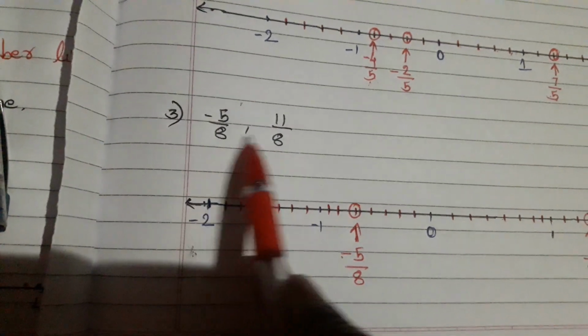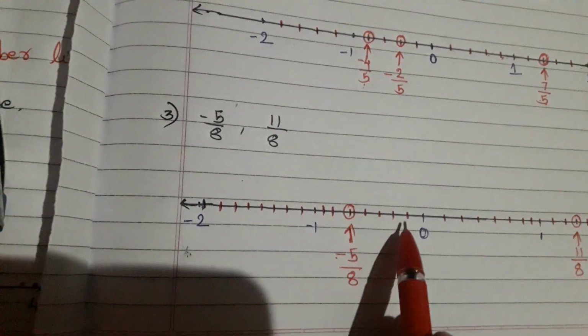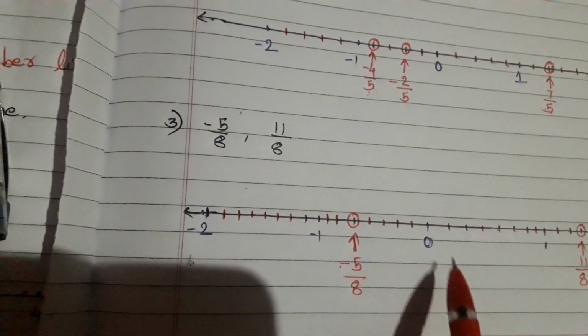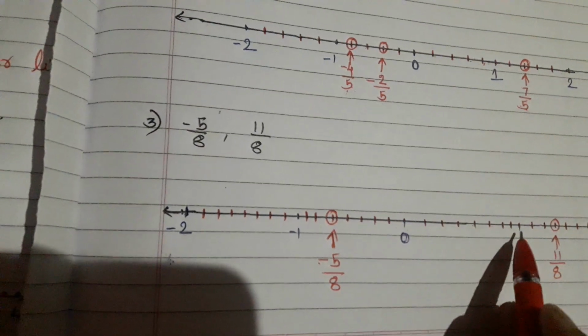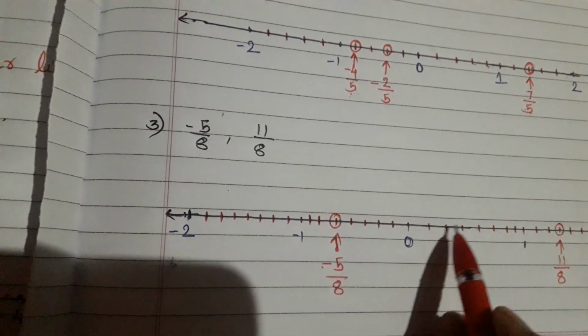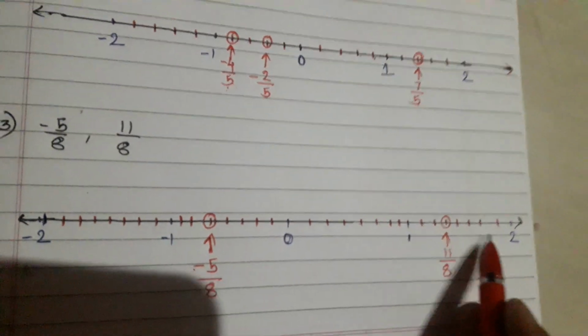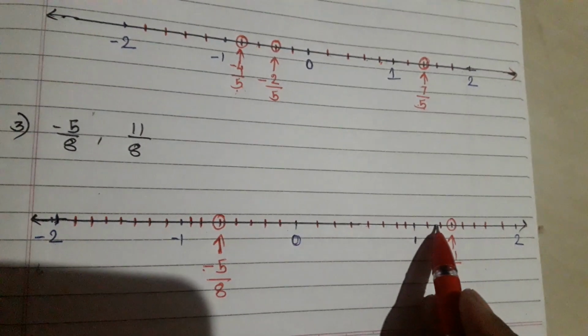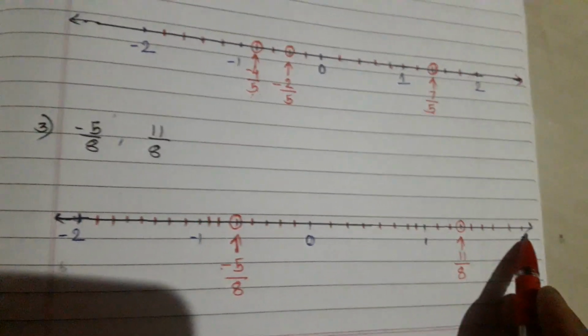In this example, the denominator is 8. That means we have to divide each unit into 8 equal parts. From 0 to 1, I have divided this into 8 equal parts. 1, 2, 3, 4, 5, 6, 7 and 8. Similarly, from 1 to 2, it is also divided into 8 equal parts. 1, 2, 3, 4, 5, 6, 7 and 8.